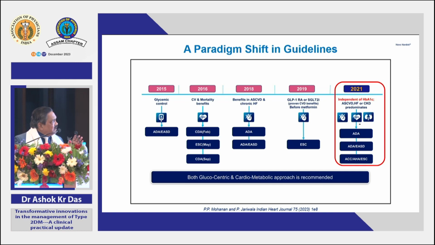Dear friends, there has been a paradigm shift in the guidelines. That is one of the transforming evidences of today's diabetes practice. We were glucocentric till 2015. In 2016 we saw CV and mortality benefits. In 2018 we had the benefits in atherosclerotic cardiovascular disease and heart failure. In 2019 we had the advent of GLP-1RA and SGLT2 inhibitors, and we became centered around cardiovascular disease and kidney disease. In 2021 the guideline said that it is not only diabetes, but ACVD and CKD that are more important. I will not dilate upon it because my esteemed colleague Jayant is going to speak about this paradigm shift.